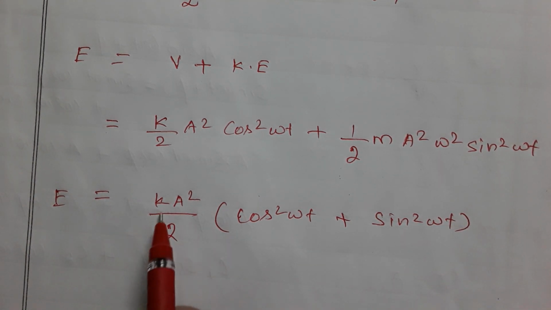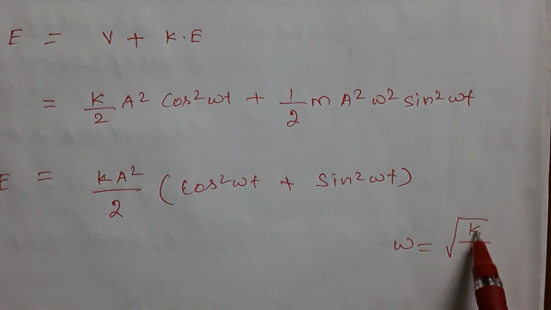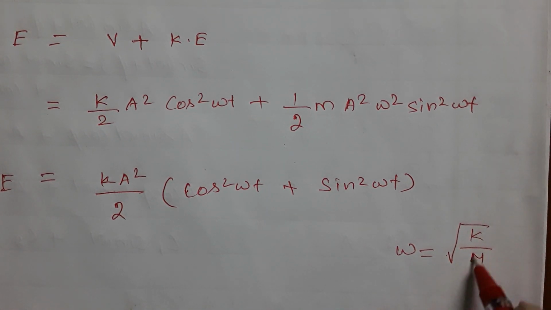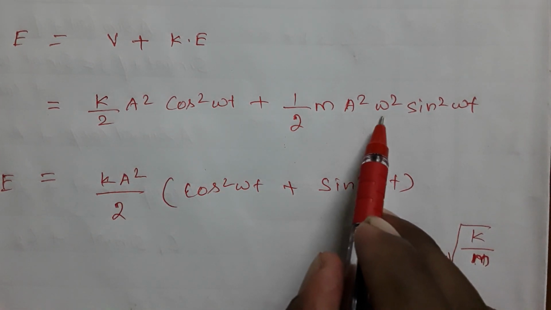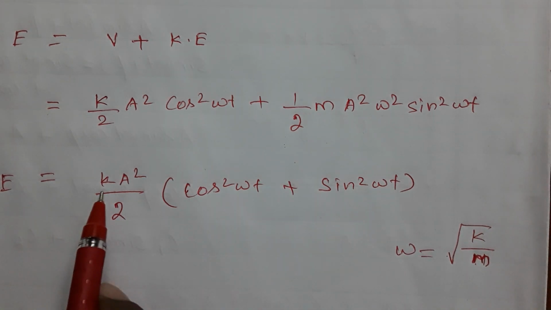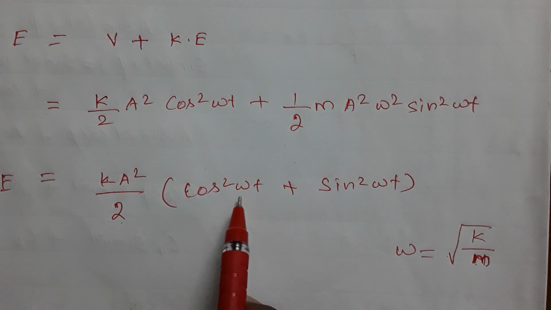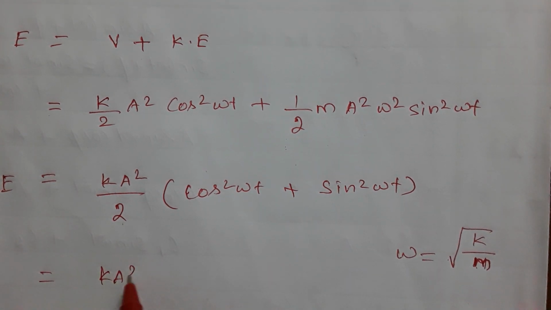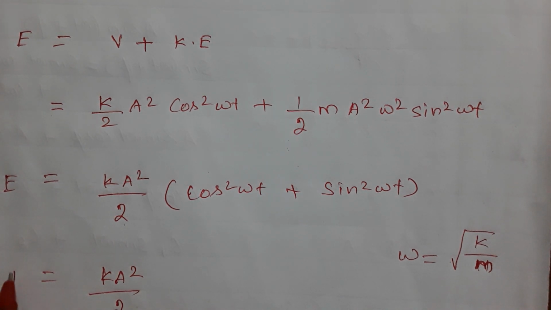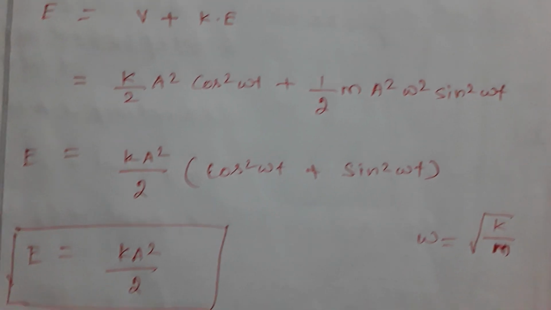How do we get k a square by 2? By substituting omega equal to square root of k by m here, we get k a square by 2 times cos square omega t plus sin square omega t. This you can take as k a square by 2. So this is the total energy for the simple harmonic system.